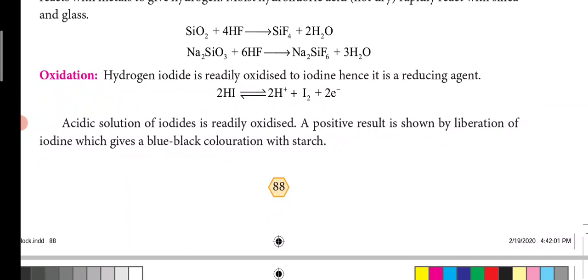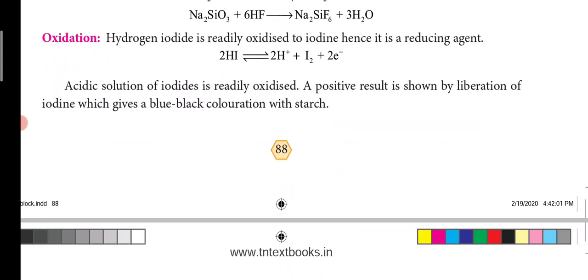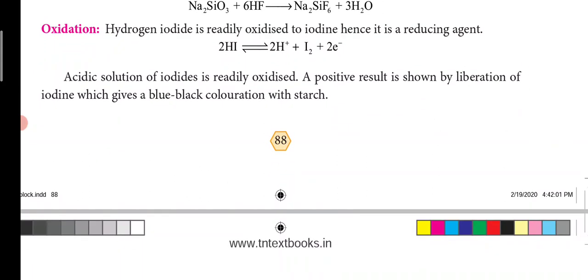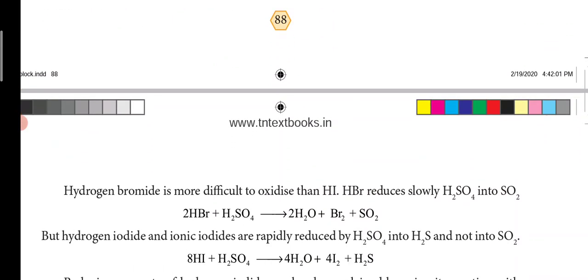Oxidation: hydrogen iodide is readily oxidized to iodine, hence it is a reducing agent. An acidic solution of iodide is readily oxidized, and a positive result of this will be shown by the liberation of iodine, which gives a blue-black coloration with starch.